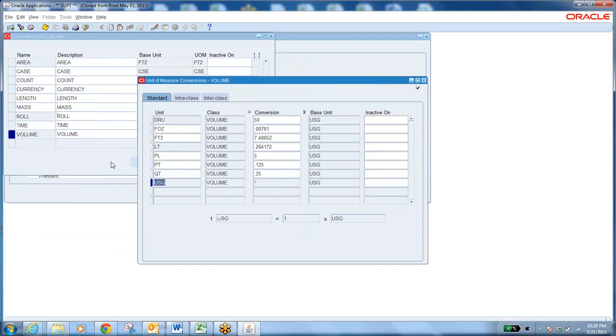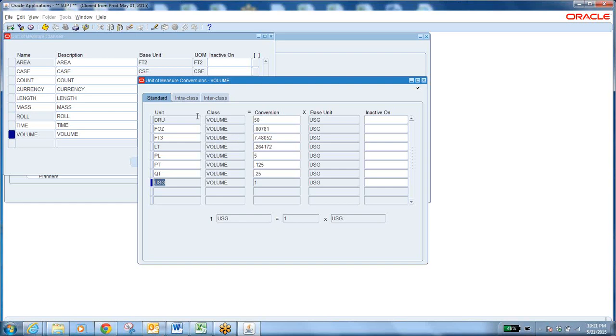How many liters equal one gallon? There is a conversion, right? Similarly, how many milliliters equal one liter? That is how the conversion works, that is standard. If you say dozen in India and you go to the UK, the US, or Germany, wherever you go, dozen means 12 only. That is called standard. So whatever you define here in the standard tab is universal. Kilometer equals 1000 meters, that's it. So you have to remember that standard conversion.